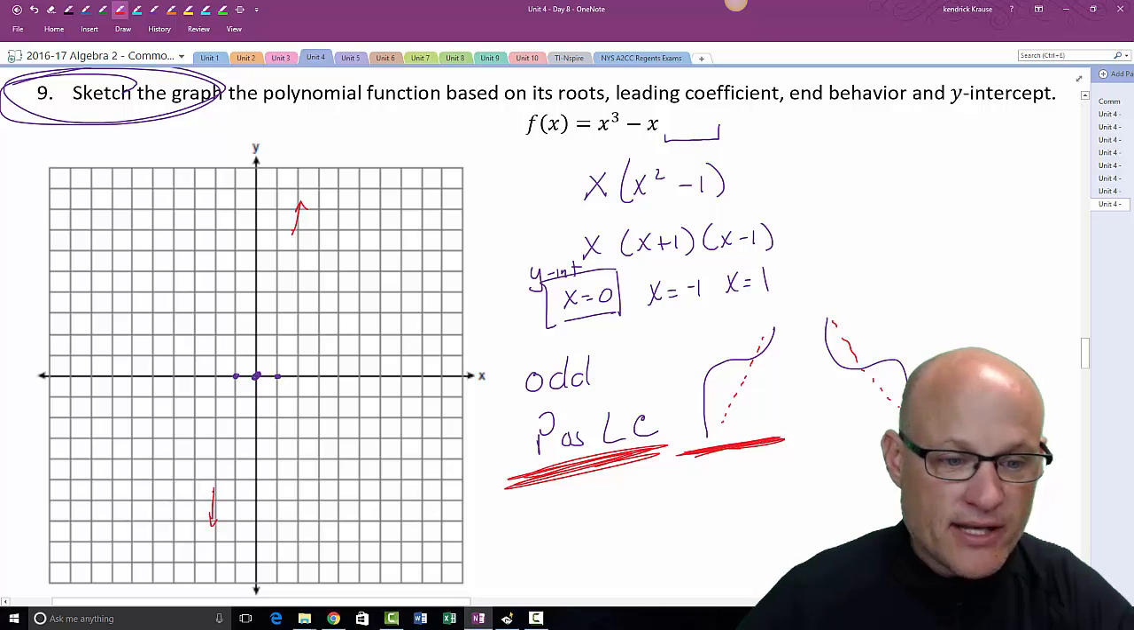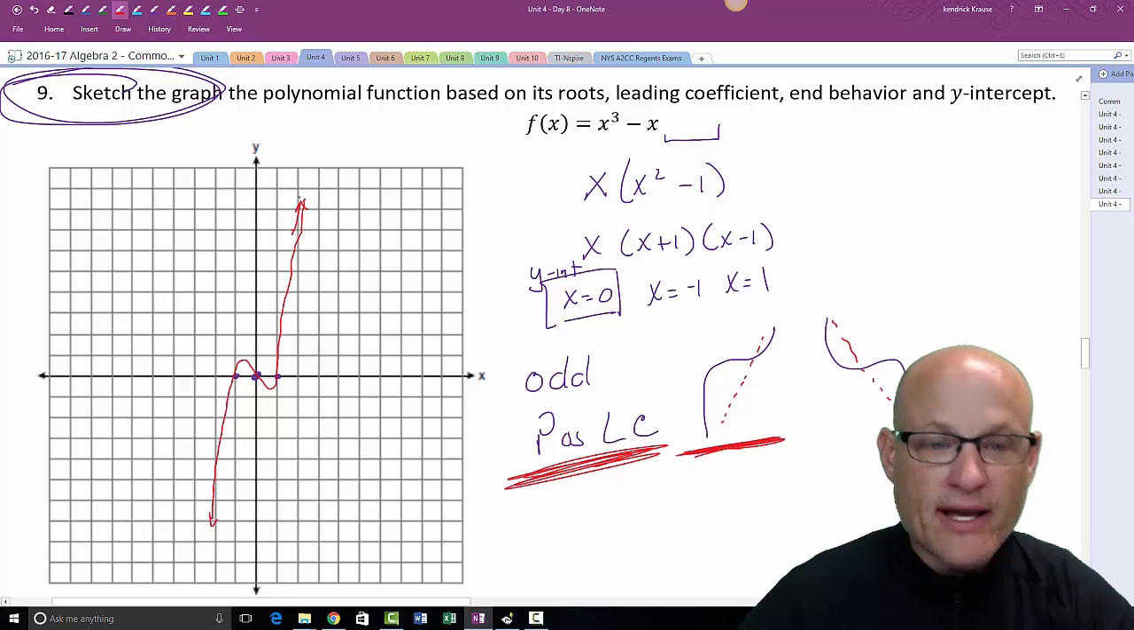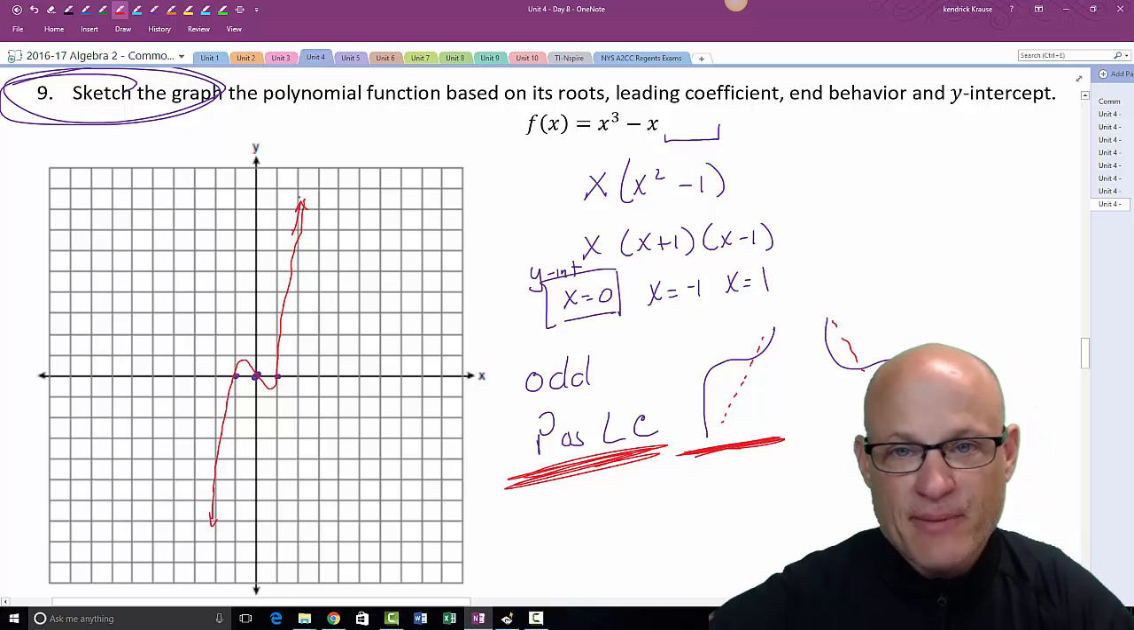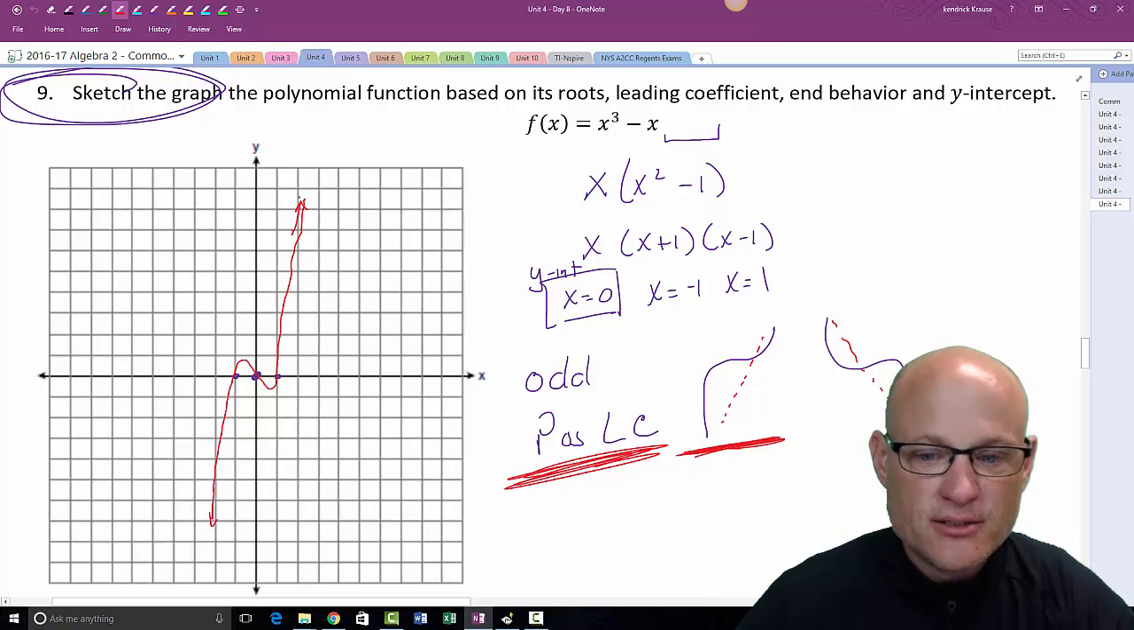All right, let's just see. Now, these points, it has to go through. Something like that. Notice it's got that positive slope to it.